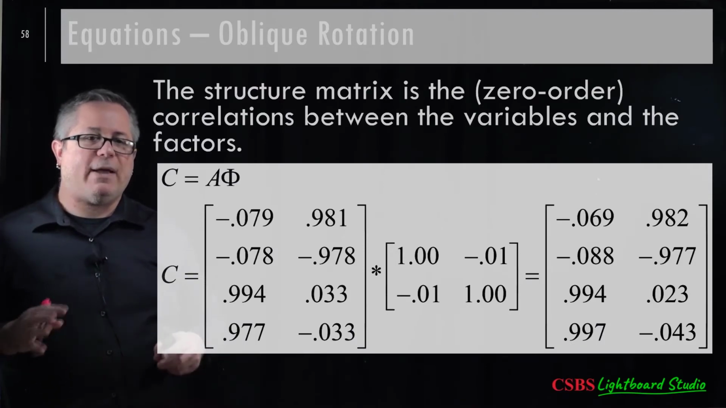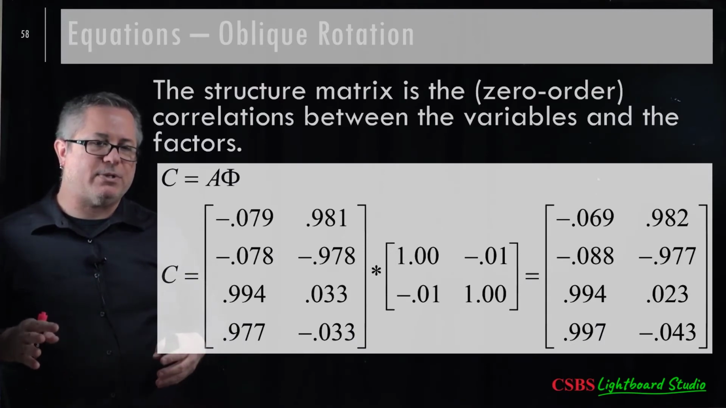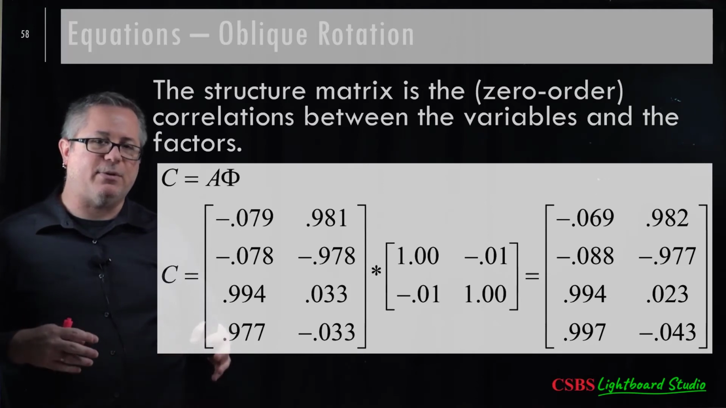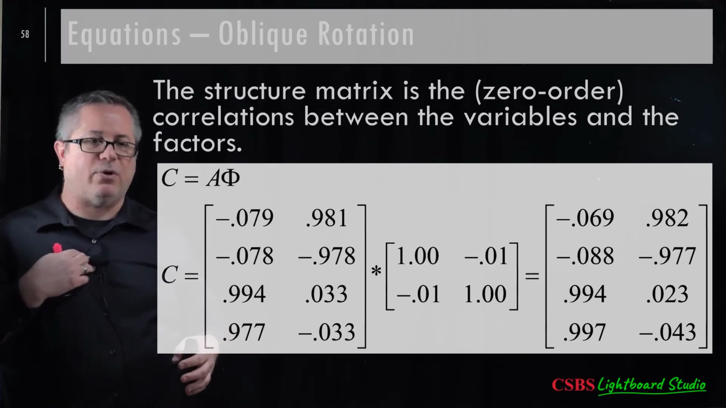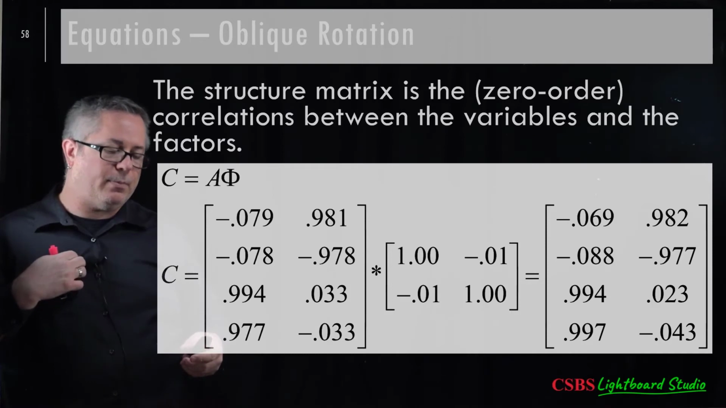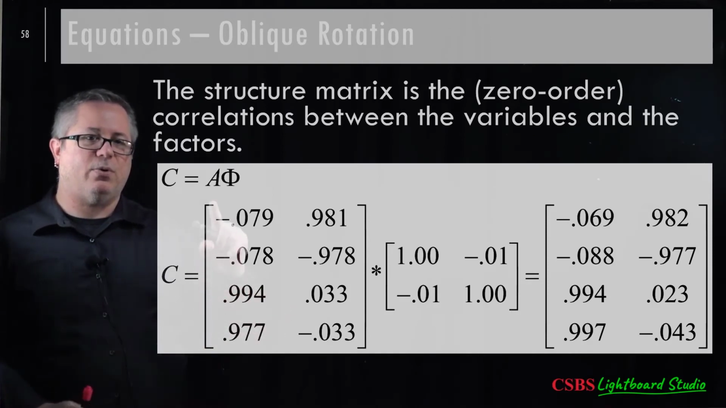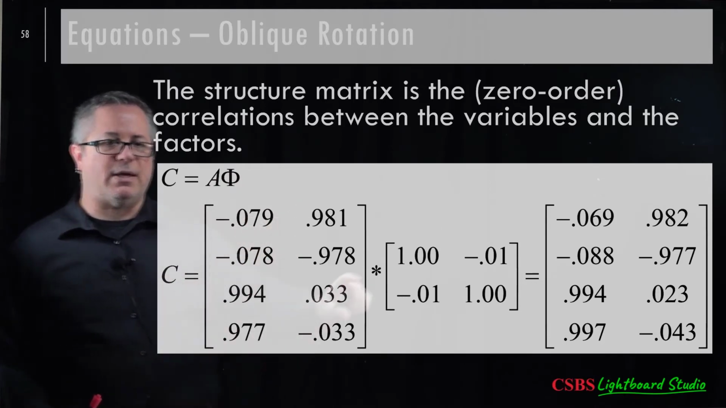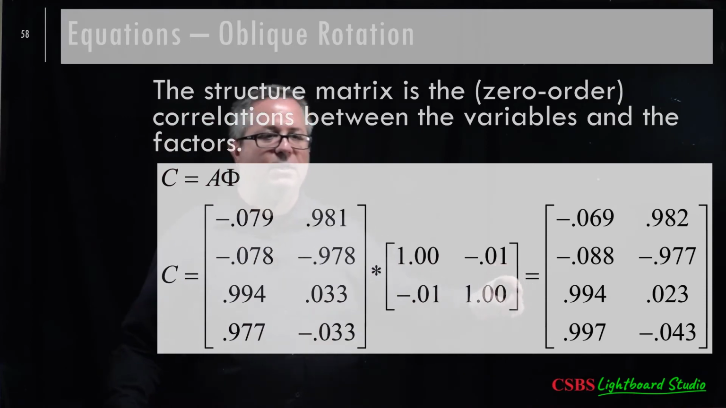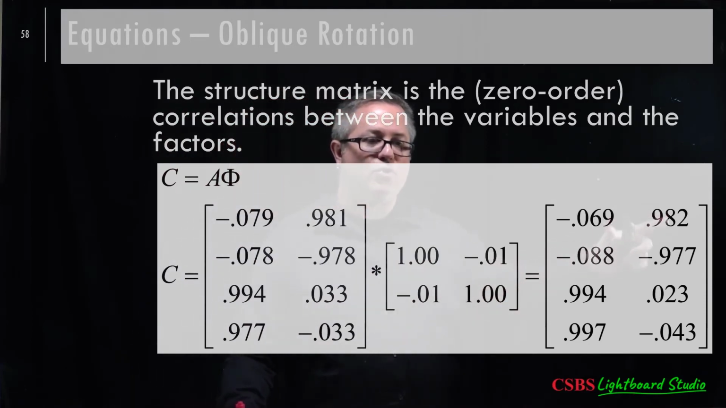So once you have the pattern matrix, the problem with the pattern matrix is you can't really use that to compute things like communalities or other portions of the data. So you actually need to take your pattern matrix times your factor correlation matrix to get your structure matrix. Here's the pattern times the factor correlation matrix to give you your structure matrix.